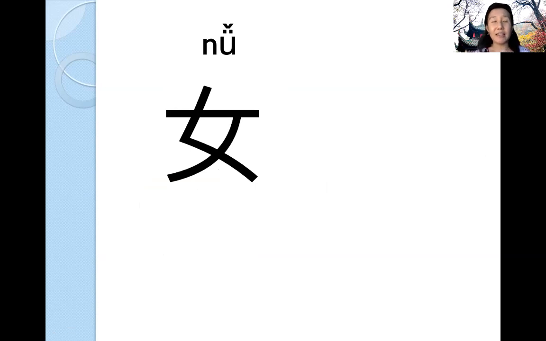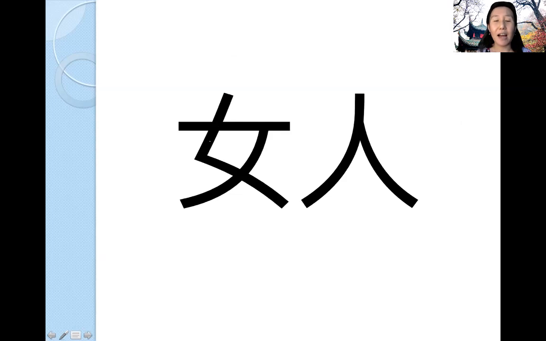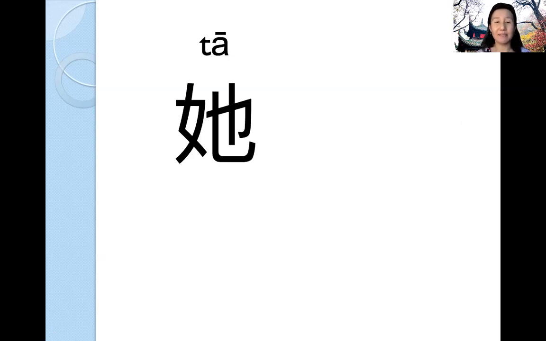Now we're entering the female part. From previous lessons, you know that 女 is a standalone character, means female, and it can also be used as a radical. So, a female person, 女人, means a woman. 她 Ta, you can see here, 女 as a radical is used on the left side of the character, and that means she or her.